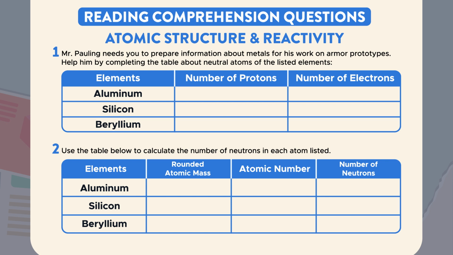2. Use the table below to calculate the number of neutrons in each atom listed. From left to right, the headings read Elements, rounded atomic mass, atomic number, number of neutrons. Aluminum, silicon, beryllium.